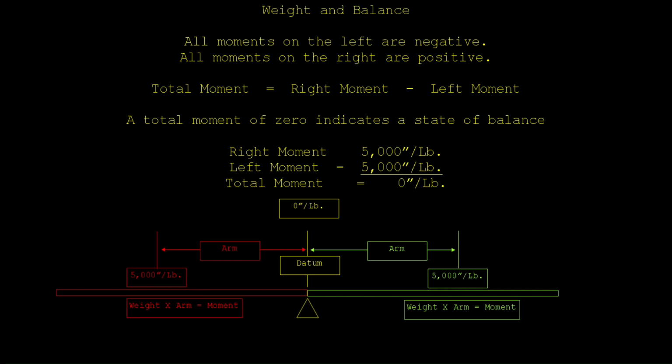Subtracting the left moment from the right moment gives us a positive or negative or zero moment. A total moment of zero means the scale is in a state of balance. Notice the right moment of 5,000 inch-pounds minus the left moment of 5,000 inch-pounds equals zero. A total moment of zero means the scale is balanced.